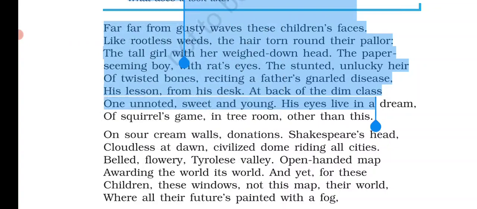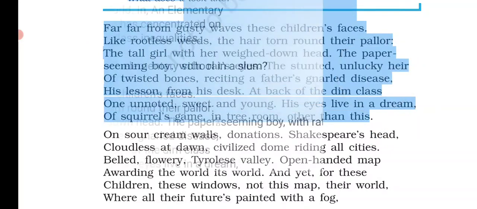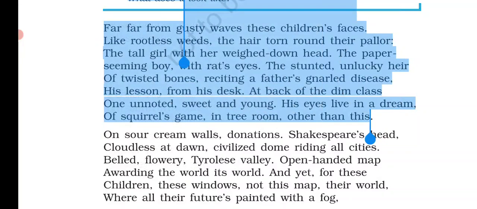Reciting a father's gnarl disease means actually he is suffering from his father's disease, right? So he is actually carrying it on, the disease. His lessons from his desk at back of the dim class. One unnoted, sweet and young, his eyes live in a dream of squirrel's game, in a tree room other than this. So in the first stanza, the poet Stephen Spender actually talks about the miserable condition of the children in a school, right? So in this stanza, he's talking about children who are in the school, right?